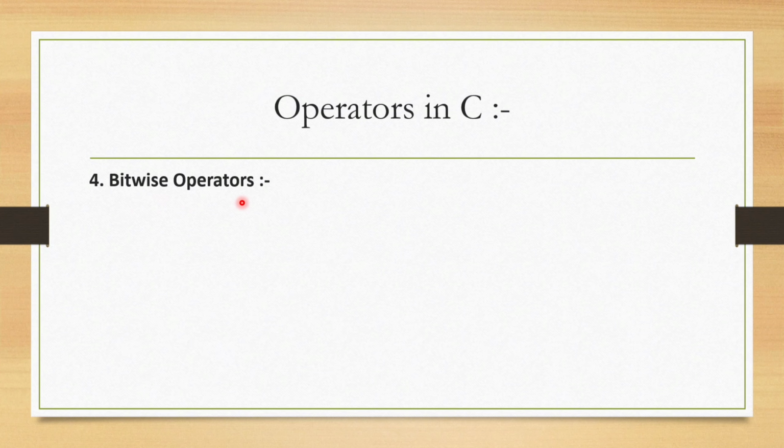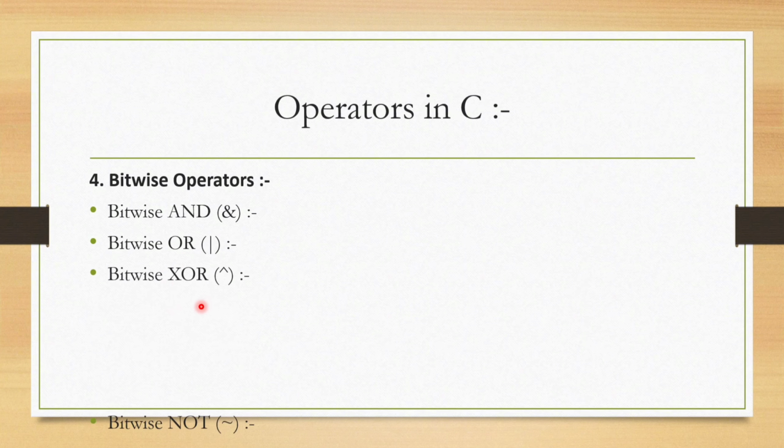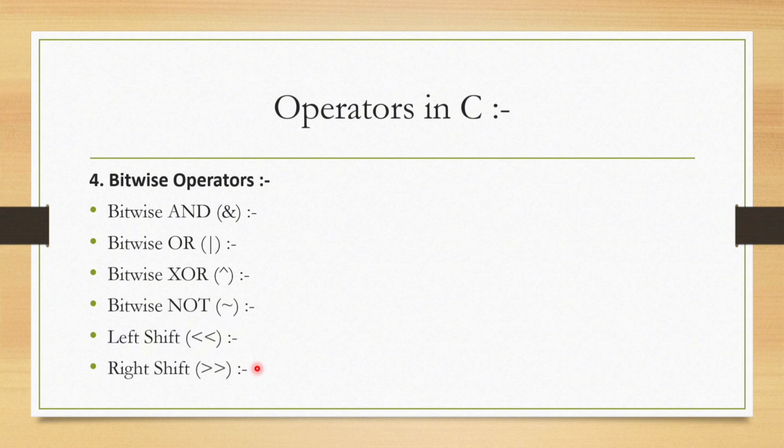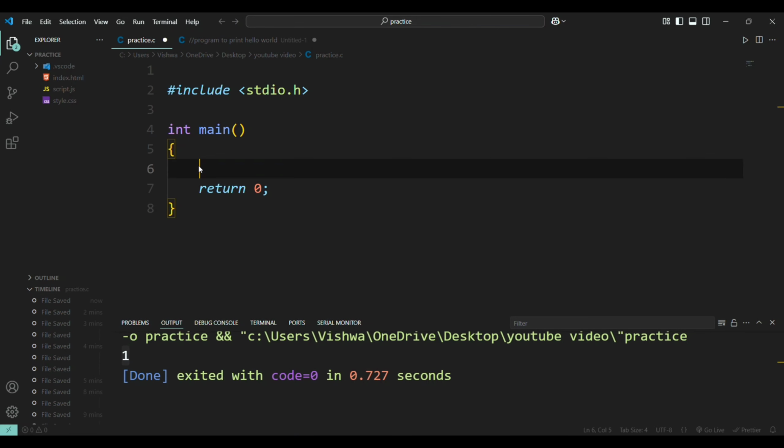Next we have bitwise operators. Bitwise operators are used to perform operations on individual bits of an integer value. They contain 6 operators, that are bitwise AND, bitwise OR, bitwise XOR, bitwise NOT, left shift and right shift. About this we will discuss in the program. Now let us understand bitwise operators.